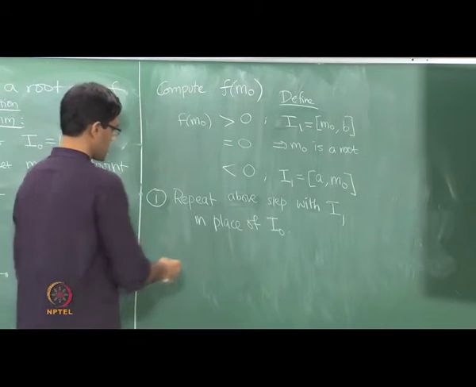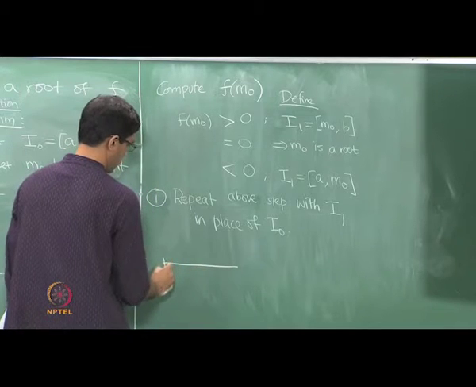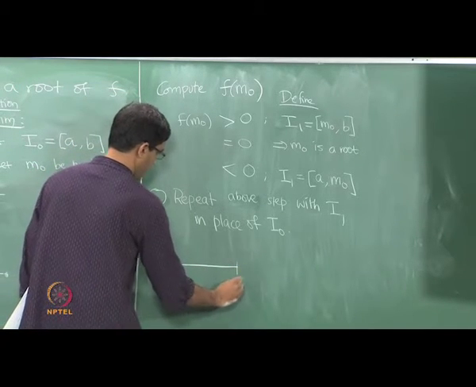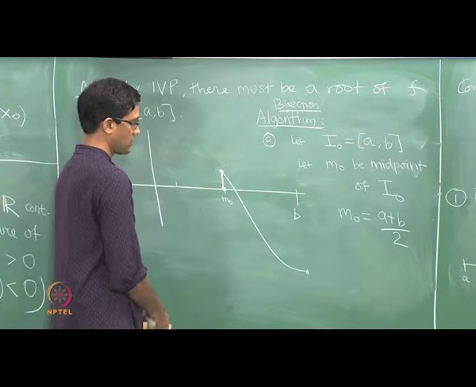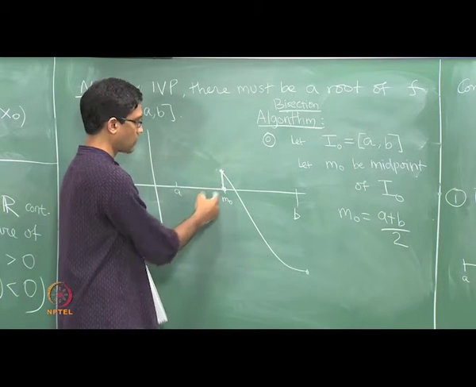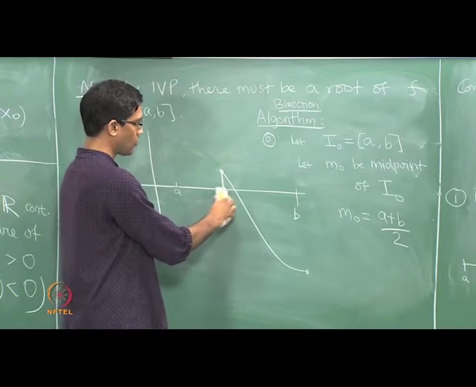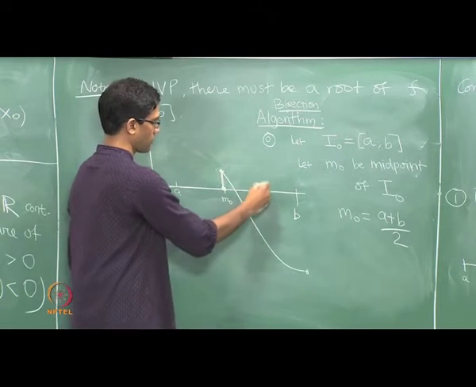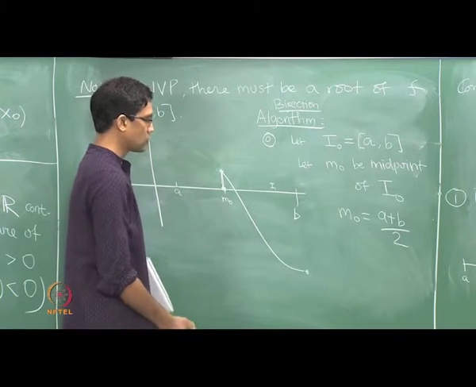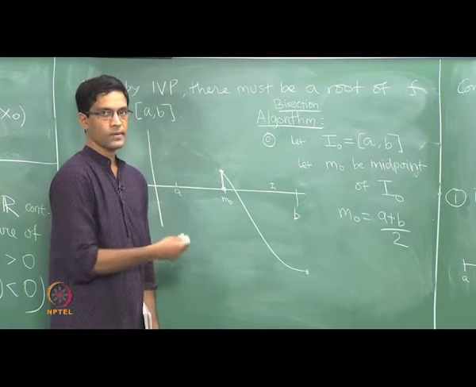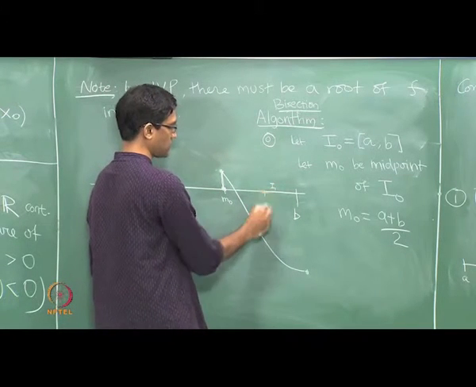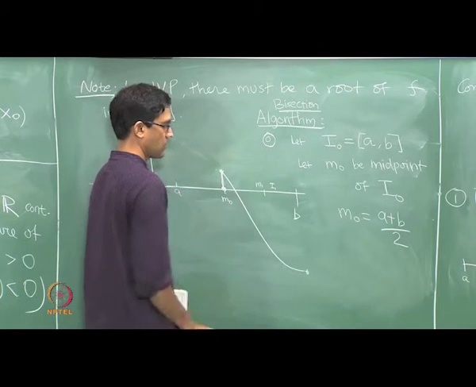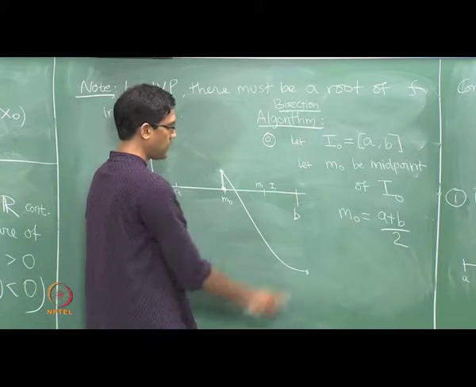Okay, what does that mean? Let us just think of it once, in this figure right here. So I had I0 between a and b to start with, and I computed the value of f at the midpoint and took only the right half of the interval as I1. So here is my interval I1, and now I do the same thing. I take the midpoint of this interval, something called m1. What is m1? It is m0 plus b divided by 2.